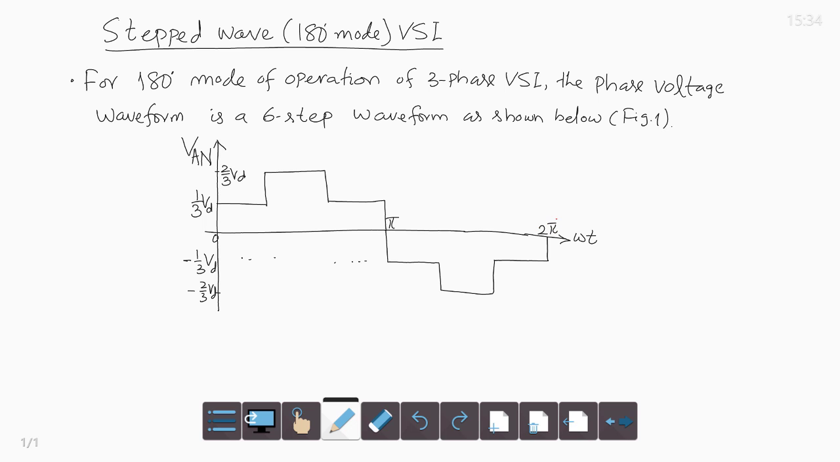For 180 degree mode of operation of a 3-phase voltage source inverter, the phase voltage waveform is a 6-step waveform as shown in this figure: 1/3 Vd, 2/3 Vd, 1/3 Vd, then minus 1/3 Vd, minus 2/3 Vd, minus 1/3 Vd. This is the waveform.